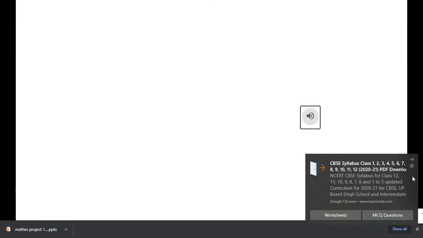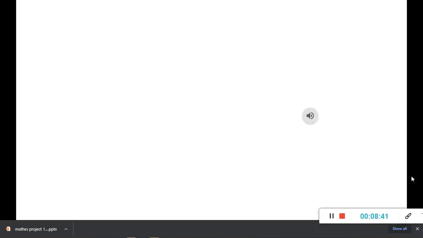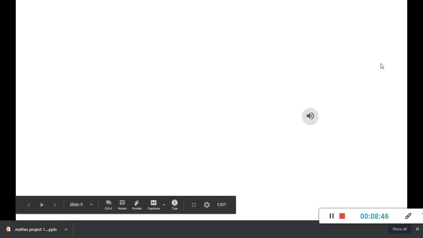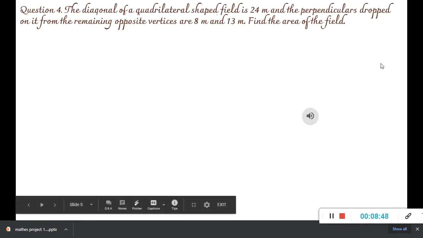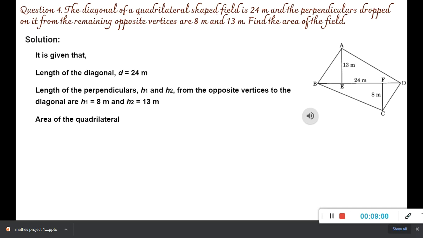Now question number 4. The diagonal of a quadrilateral shaped field is 24 meter and the perpendiculars dropped on it from the remaining opposite vertices are 8 meter and 13 meter. Find the area of the field. Here, what are the things given? The length of the diagonal, that is D, is equal to 24 meter. The lengths of the perpendiculars, H1 and H2, from the opposite vertices to the diagonal, are given: H1 is 8 meter and H2 is 13 meter.